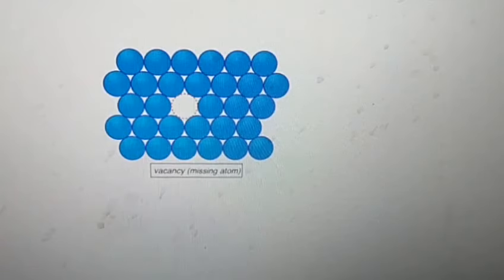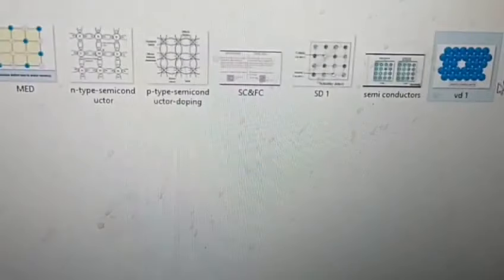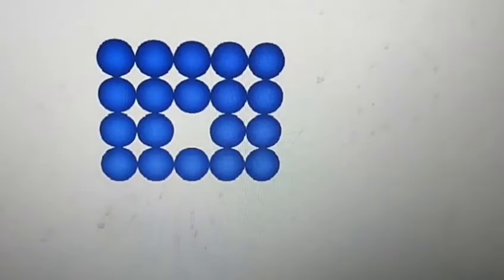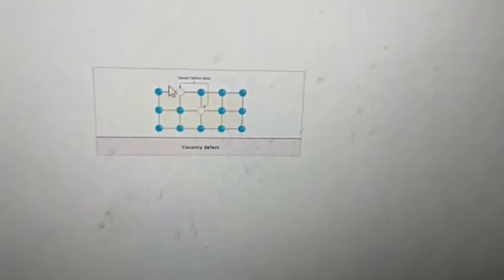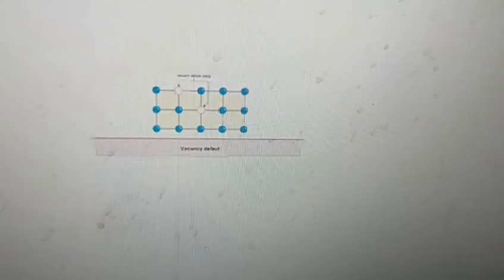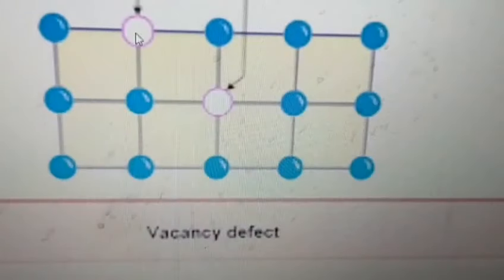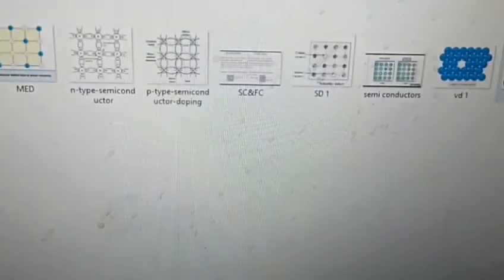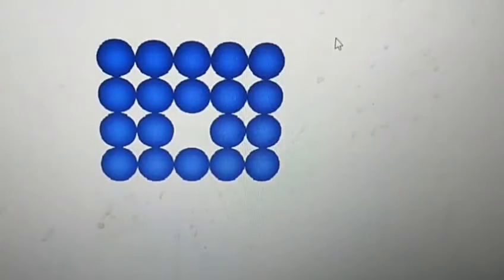Next, see one more vacancy defect. We can see here also, there should be a constituent particle. Here also, there should be a constituent particle. These are called vacant sites. So this type of defect is called vacancy defect. Vacancy defect means the defect which arises due to the existence of vacancy in the crystal lattice.